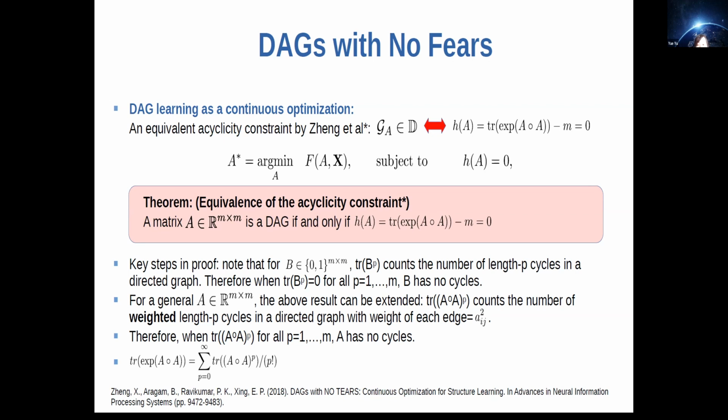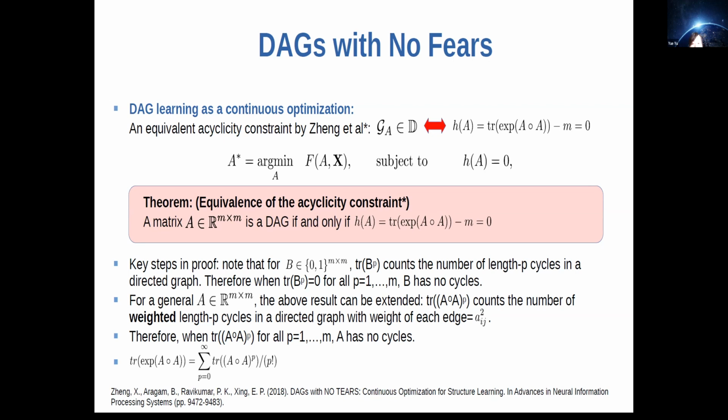So then how can we count the number of cycles in this directed graph? What one can do is, if you take the p-th power of the associated matrix and take the trace of that, one of the classical results is that this trace will give you the number of length-p cycles. So as long as we can make sure that for p from 1 to m, this trace is equal to 0, then it's guaranteed there is no cycle in the graph associated with it. Right? That's the classical result.